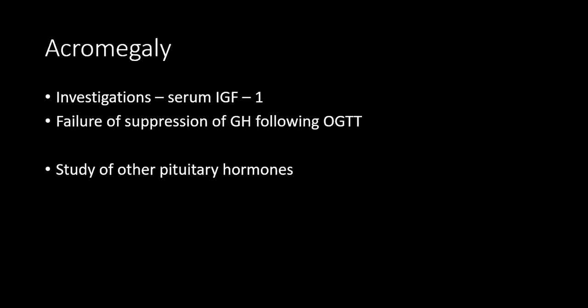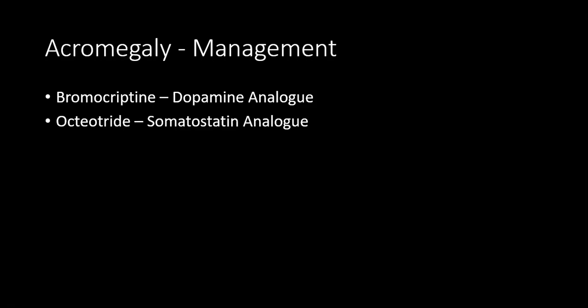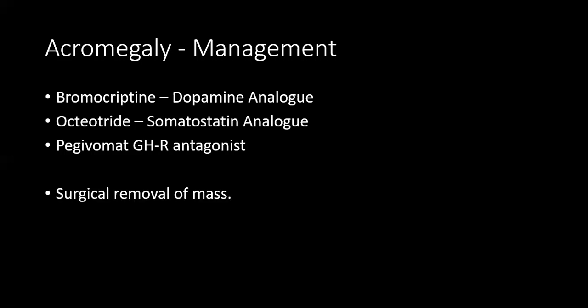We want to study other pituitary hormones as well. And we want an imaging of the head. Imaging we'd want to do in DI as well to look at the pituitary stalk. So acromegaly is managed by a dopamine analog called bromocriptine, a somatostatin analog called octreotide, pegvisomant, which is a growth hormone receptor antagonist. And if there's a mass, we can have surgical removal of the mass as well.